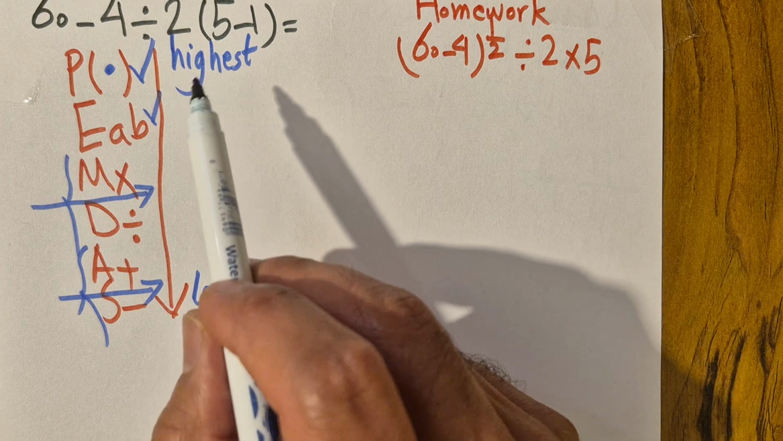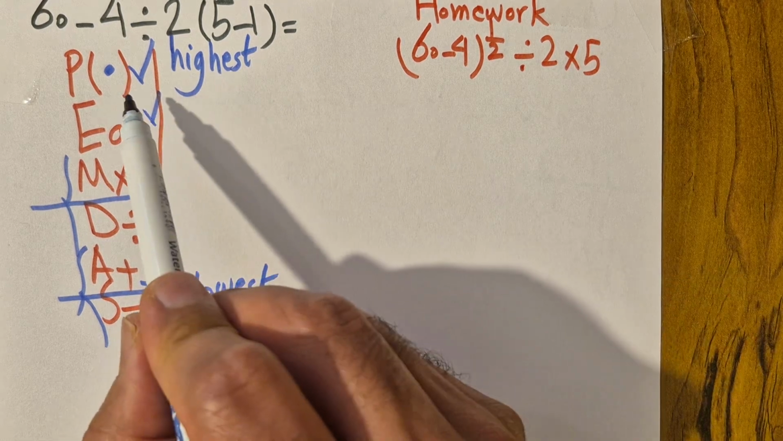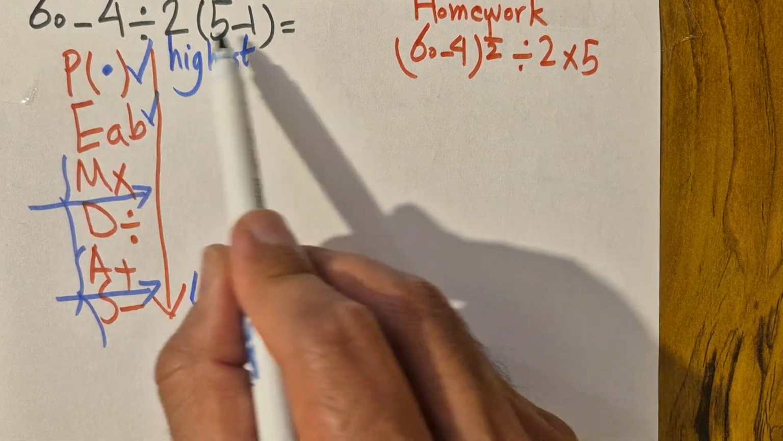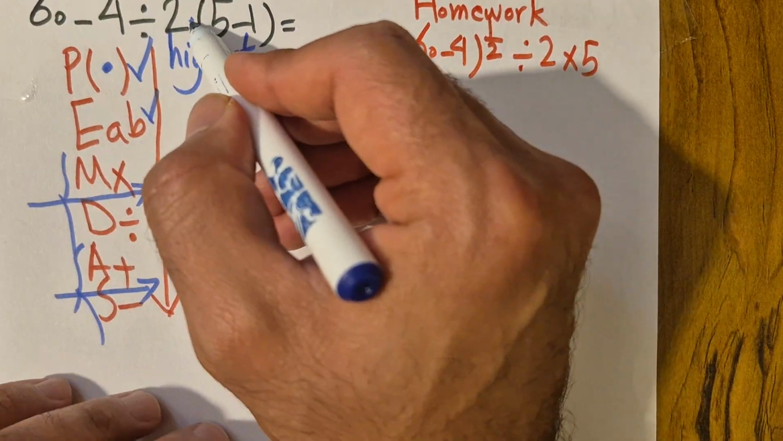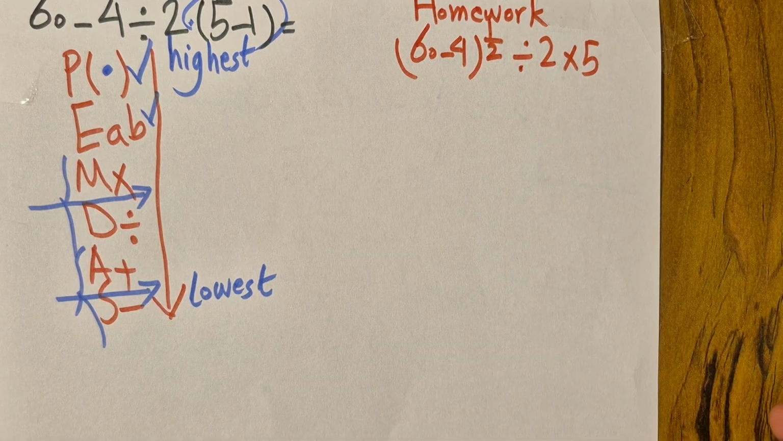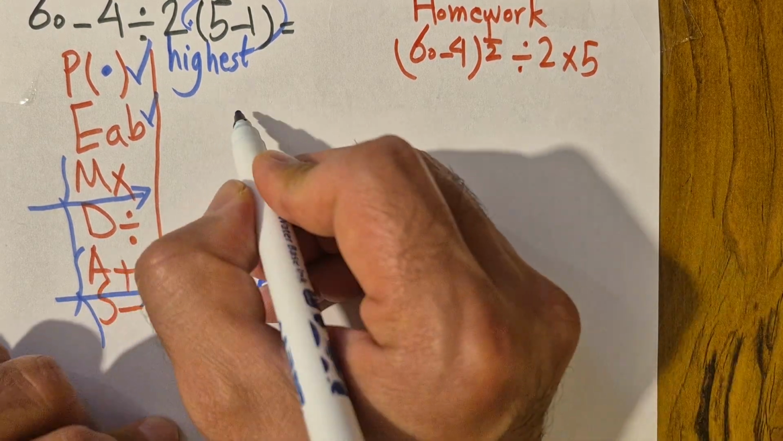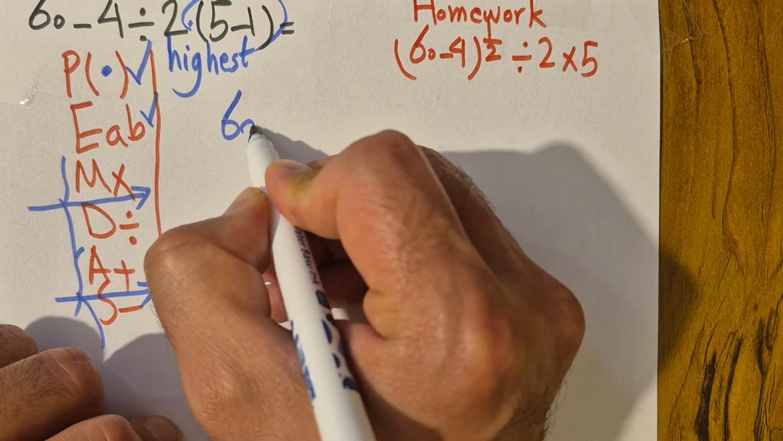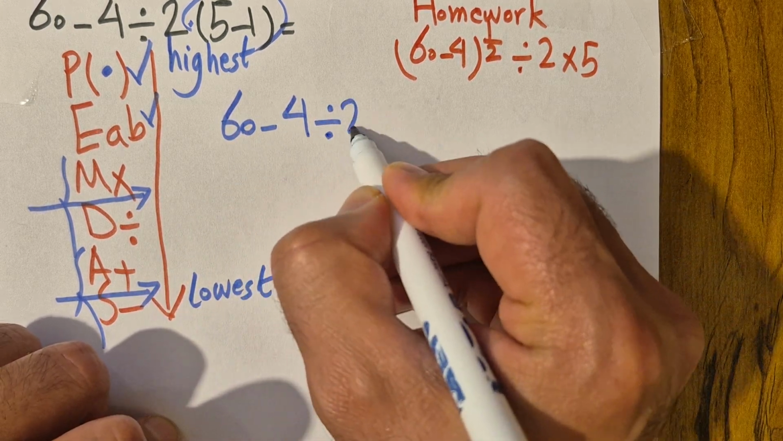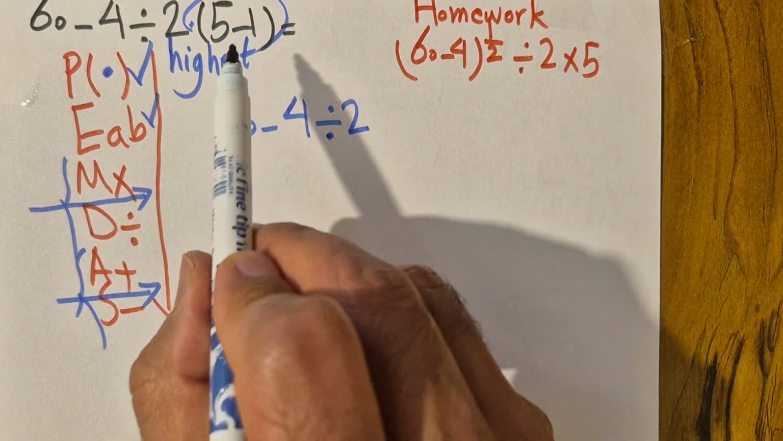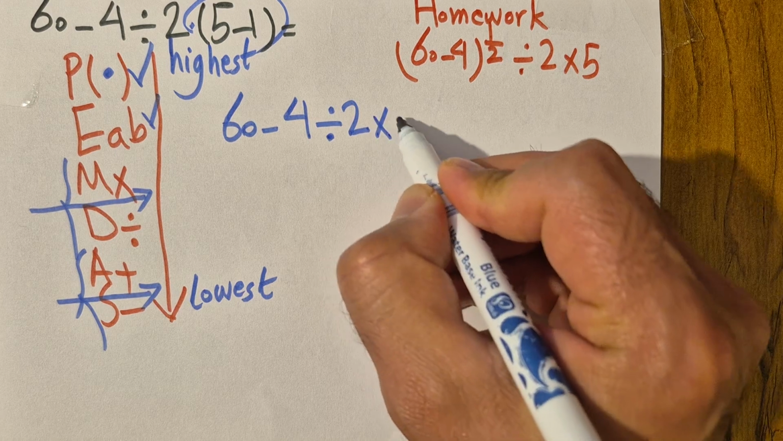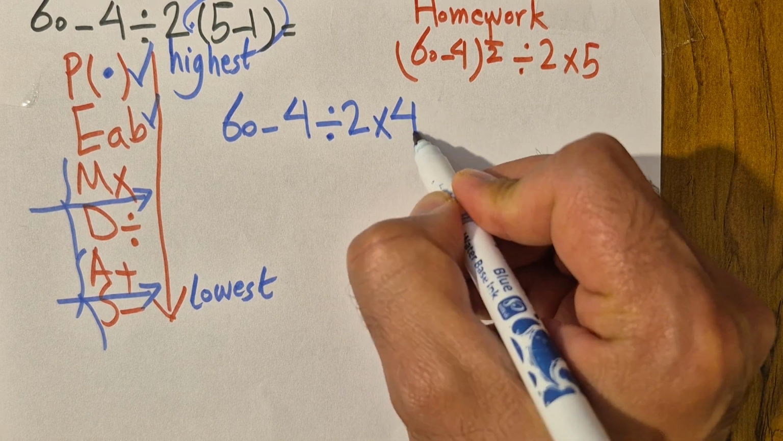That being said, let's do the original expression. So ask yourself this question. Do we have any parentheses in the original expression? Yes, we do. Here is the parentheses. So before anything else, we must do the parentheses. Let's write down everything else. 60 minus 4 divided by 2. And then 5 minus 4 inside the parentheses gives us 5 minus 1 gives us 4.